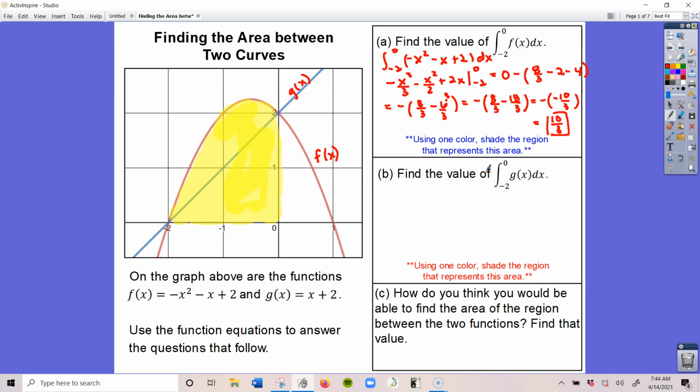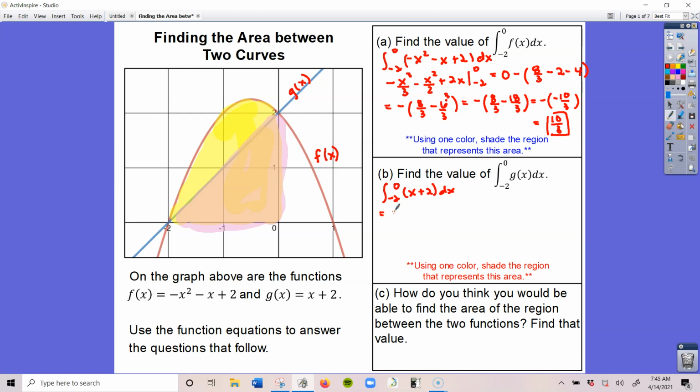Now we're going to find the value of the integral from negative 2 to 0 of g of x dx. Now what this represents here is the area that is underneath the line bounded by negative 2 and 0 and the x-axis. So it would be this section here. So I'm going to integrate that from negative 2 to 0 of x plus 2 dx.